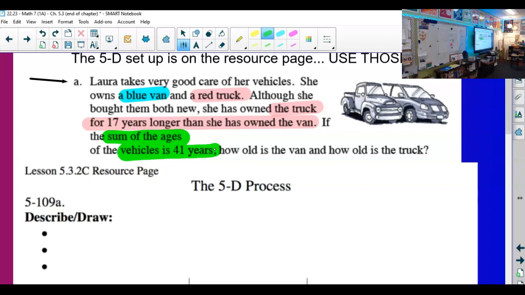Is the truck 17 years older than the van right now? I've written it down. I'm starting to feel we need to come back together. Yeah, because some of you are fighting against using the strategy I just taught you. You guys, I'm telling you, I'm teaching you this for a reason.